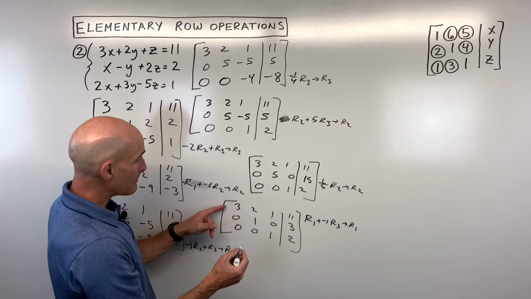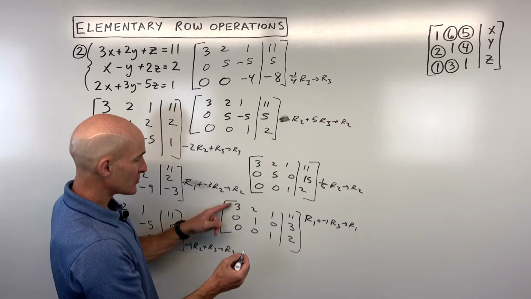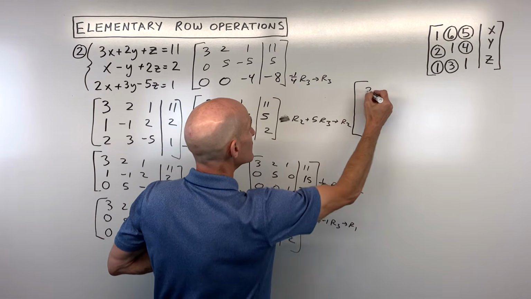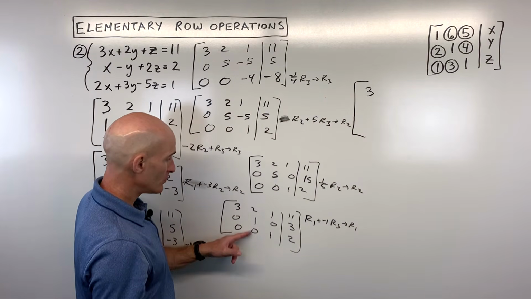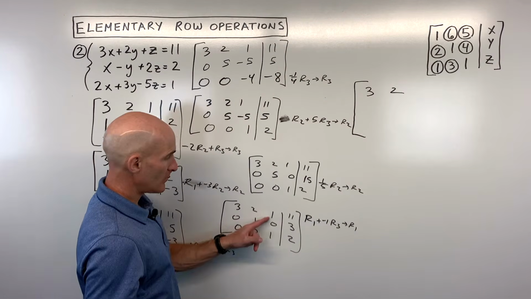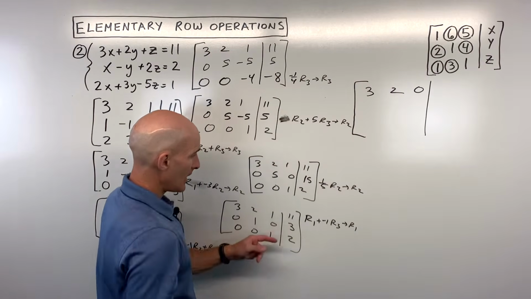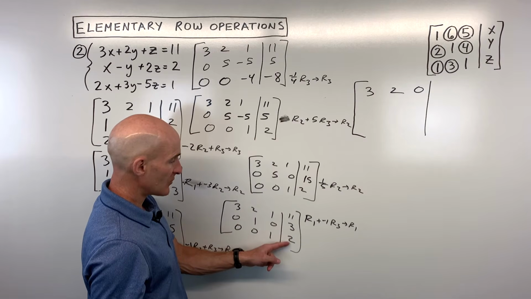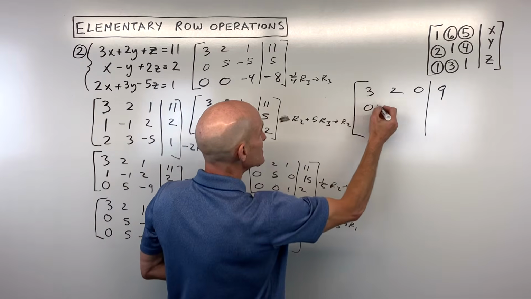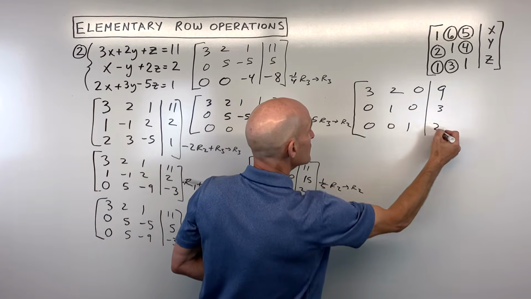Okay, so if we do that, let's do that. So we got 3 plus negative 1 times 0 is 0. So 3 plus 0 is going to give us 3. Let's see if we can put it right here. 2 plus negative 1 times 0 is 0. So that's just going to give you 2. And 1 plus negative 1 times 1 is negative 1. 1 plus negative 1 is 0. And 11, 2 times negative 1 is negative 2. So that adds up to 9. Okay, and the other rows stay the same. So let's see, 0, 1, 0. 0, 0, 1, 3, and 2.